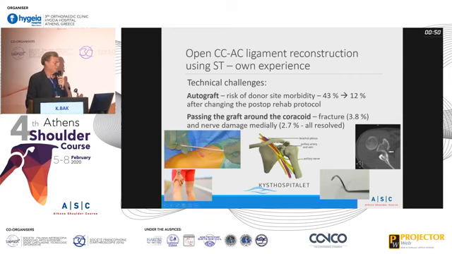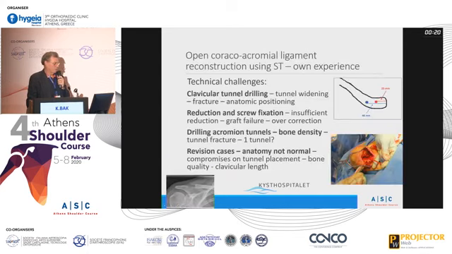Nobody's perfect. We discussed this before: when you use an autograft, you have a risk of donor site morbidity. We had up to 43% at half a year after the operation. We reduced this to 12% after we changed the post-operative rehab protocol, focusing on hamstring rehab. And when you pass the graft around the coracoid, we had some fractures as well, and temporary nerve damage because of the close connection to the brachial plexus. So a lot of things can go wrong.